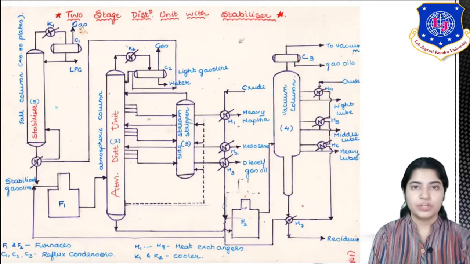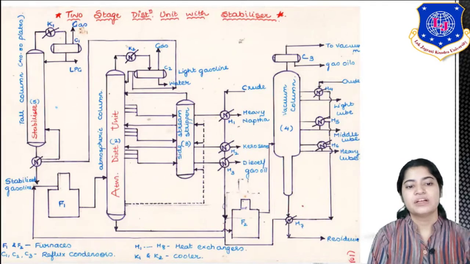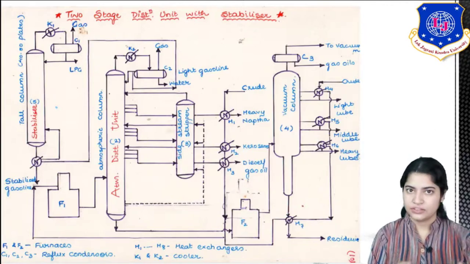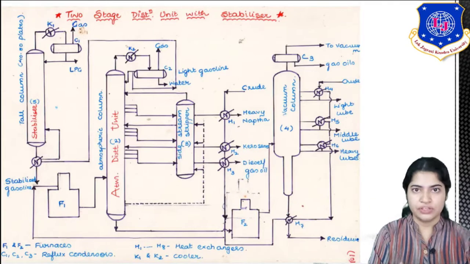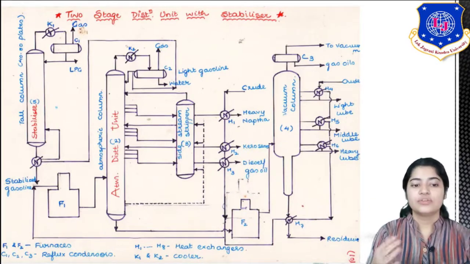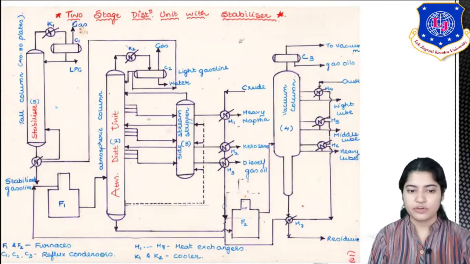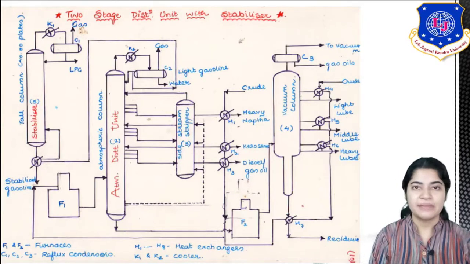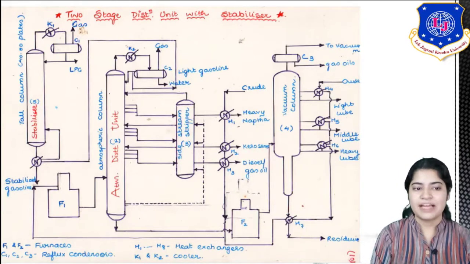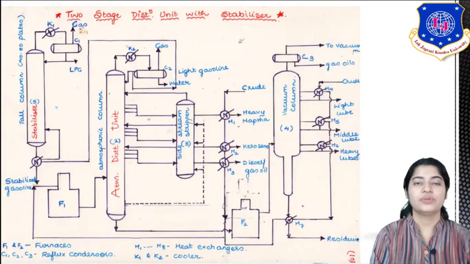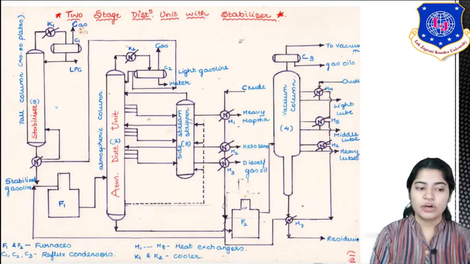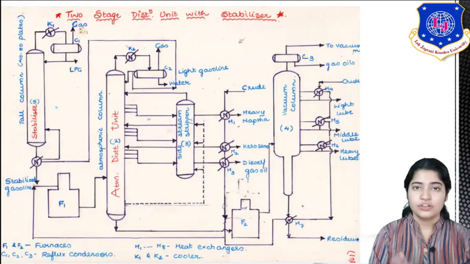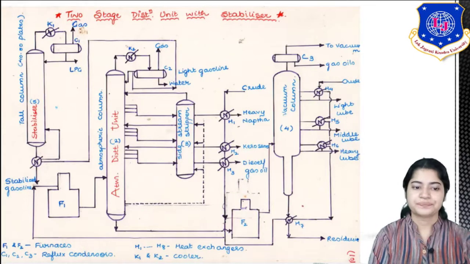From the top, what you get is your light fractions. It is condensed. You are using steam also here for heating purpose. So in the condenser, your steam is taken out in the form of water. Now the light gasoline which is obtained as a top product is sent to the stabilizer. Label number 5, what is it? It is the stabilizer. In the top product, you get your gases, LPG, and in the bottom you get stabilized gasoline. So this was about your top fraction.